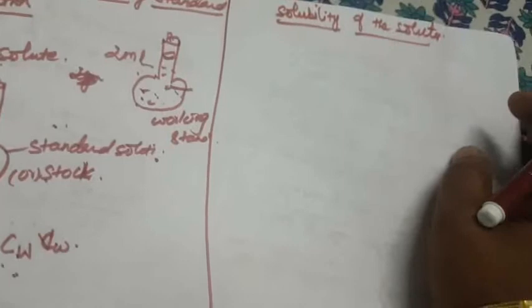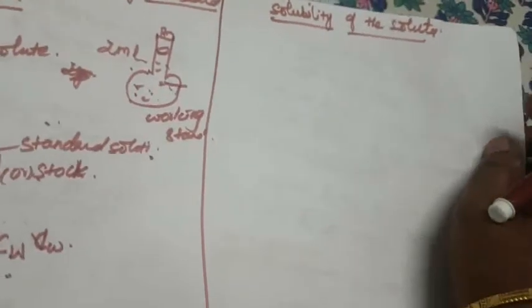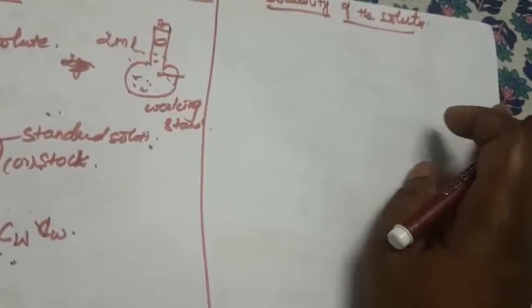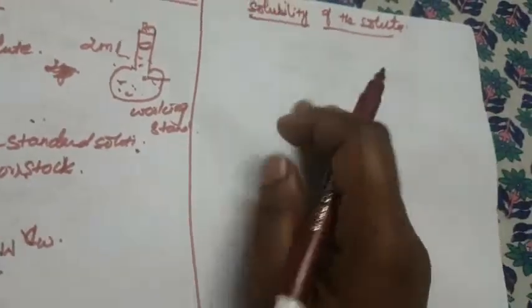Next we are going to see the solubility of the solute. What is meant by solubility? The solubility of the solute is the maximum amount of solute that can be dissolved in the solvent at a specified temperature. That is called the solubility of the solute.